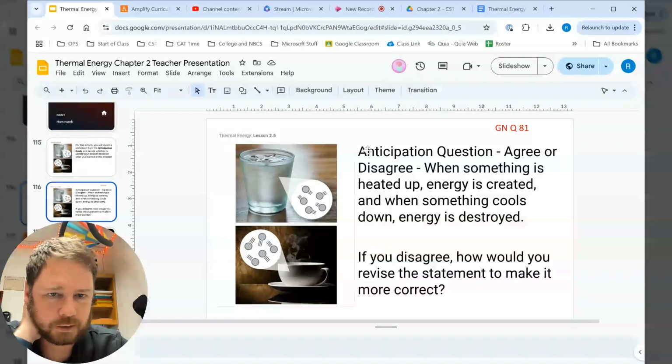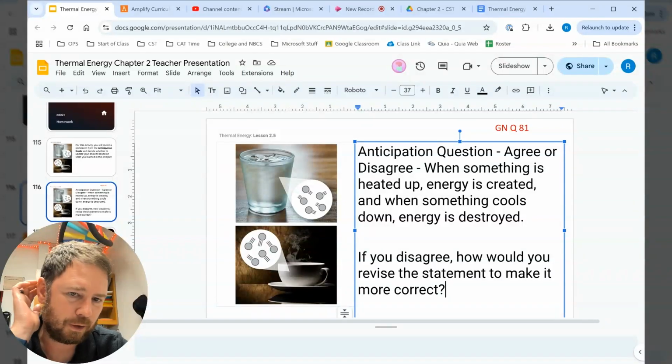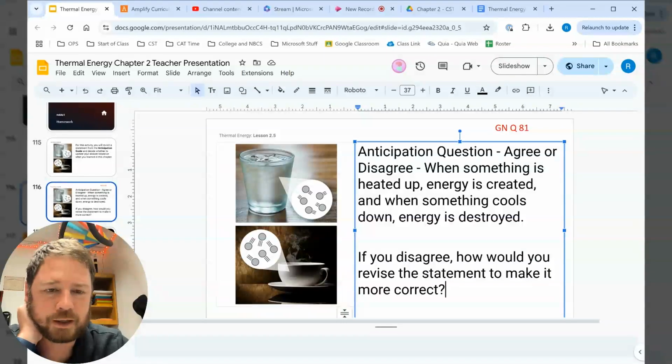Last little bit is our anticipation question. We did this at the start of the unit. Do you agree or disagree? When something is heated up, energy is created, and when something cools down, energy is destroyed. If you disagree, how would you make or revise the statement to make it more correct? We know this is now false, so what would we change? I would say something along the lines of when something is heated up, it gains energy from its surroundings. When something cools down, it gives up its energy to its surroundings.